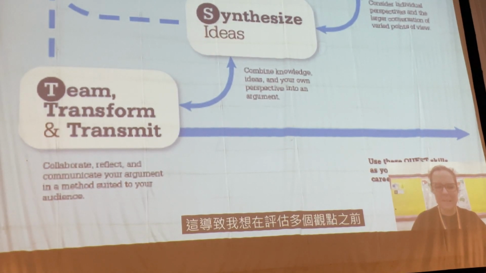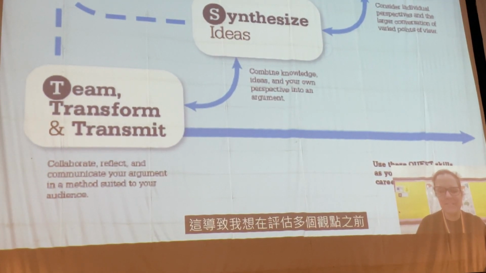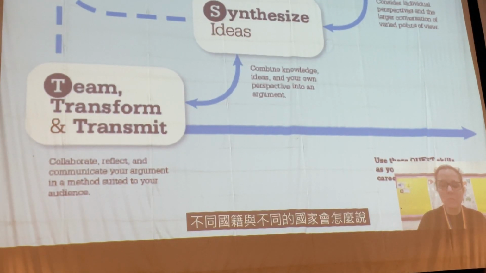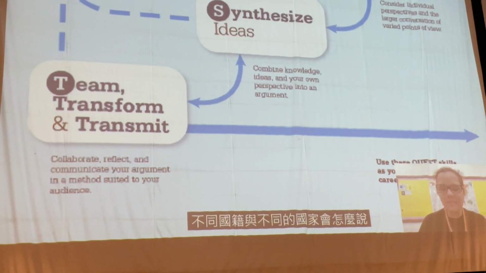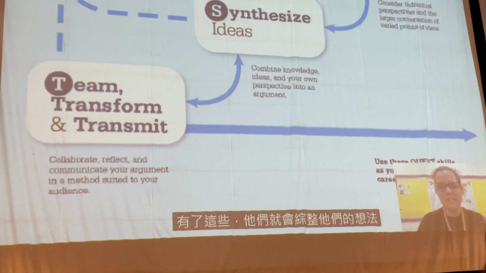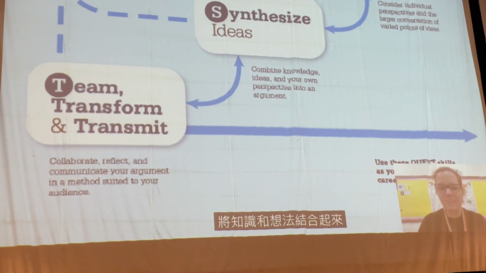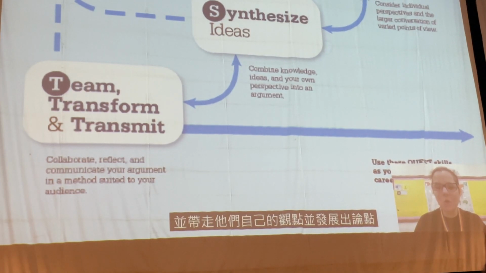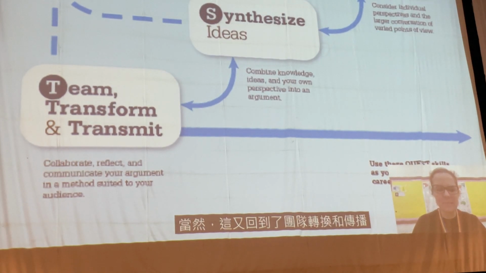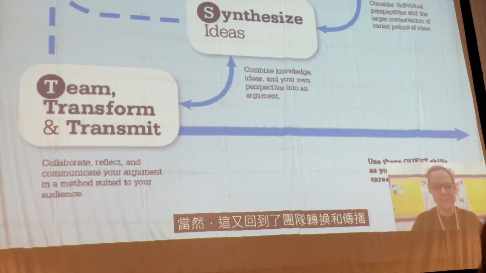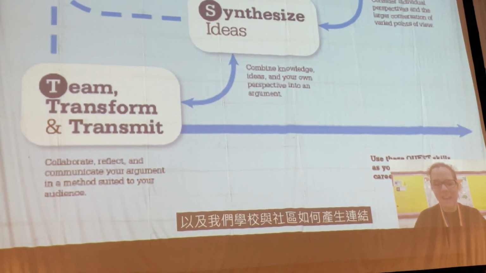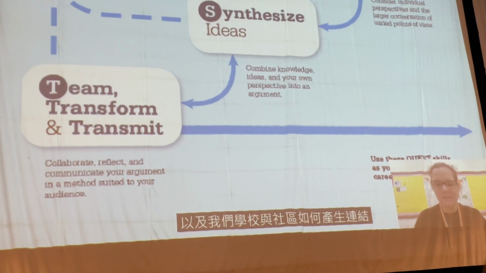This leads to, as I said before, evaluating multiple perspectives, trying to see what a social scientist would say, what would different countries say about this, different nationalities. With that, then they would synthesize their ideas, where they would combine the knowledge and ideas and take away their own perspectives in development of an argument. That leads, of course, back to the team, transform, and transmit. So I would like to share with you what my students are doing this year and how it relates to the schools in our neighborhood.